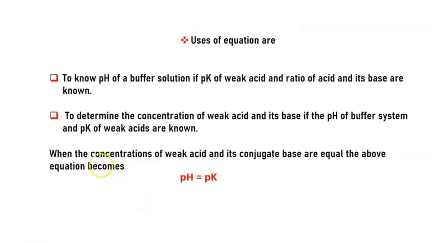Then we say that when the concentration of the weak acid and its conjugate base are equal, pH is equal to pK. This means your acid is equal to your base. So this is your weak acid and this is your conjugate base; when they are equal, the above equation becomes like this.